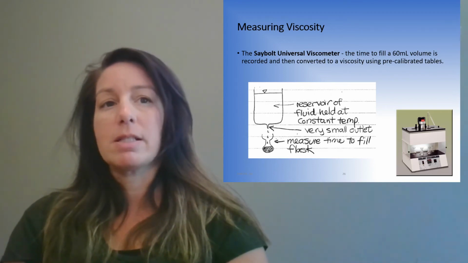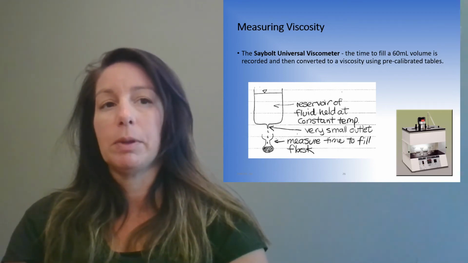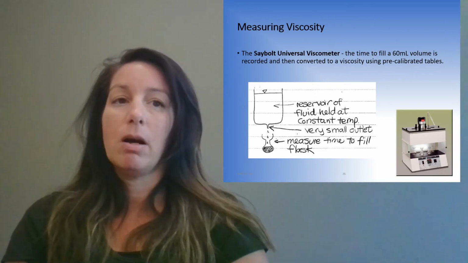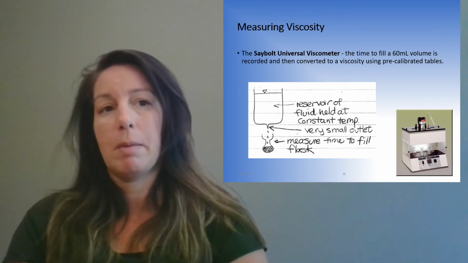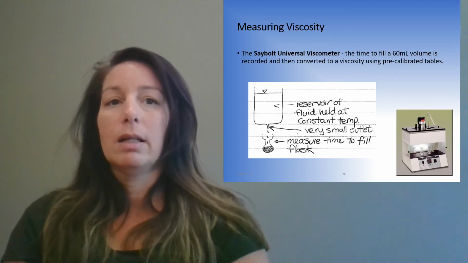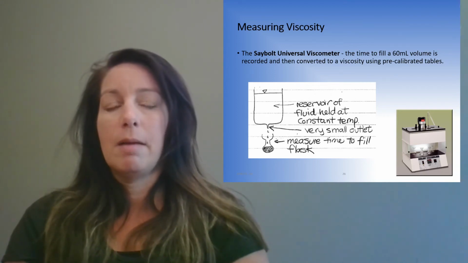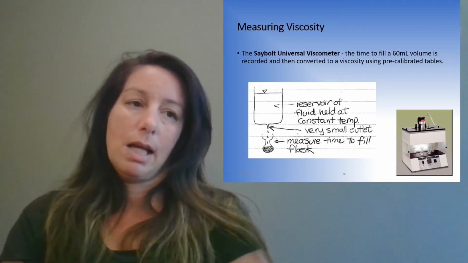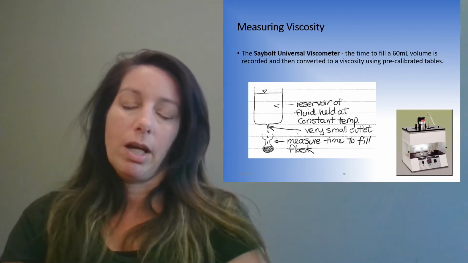So basically it's a machine. You've got a reservoir of fluid held at a constant temperature. Remember how we said viscosity is dependent on temperature, so they have to keep it at the same temperature. There's a little outlet, and they measure the time to fill up the flask. Look at it against tables and figure it out.